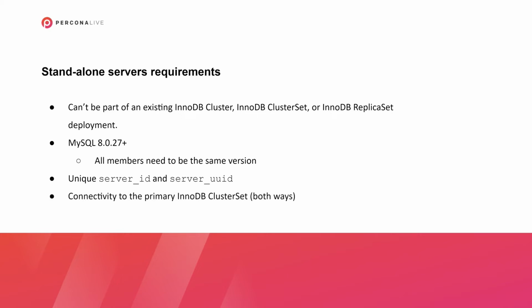And this is obvious, but I thought it was worth mentioning. You need to be able to connect to the primary cluster. And you need to go both ways, because if you ever switch over, the new replica will need to be able to connect to the new source, and vice versa. And the standalone servers that you're going to add to create your cluster set need to be online and healthy.